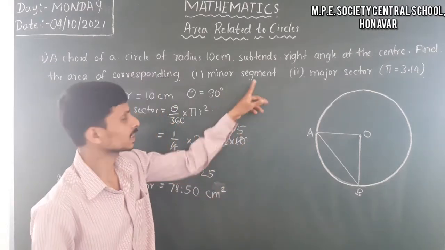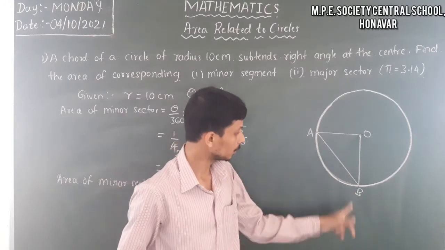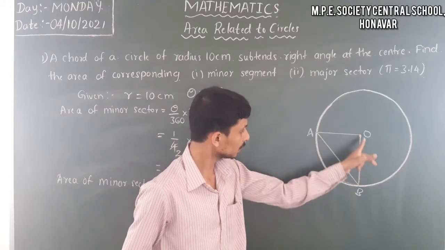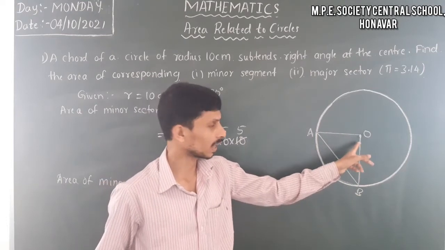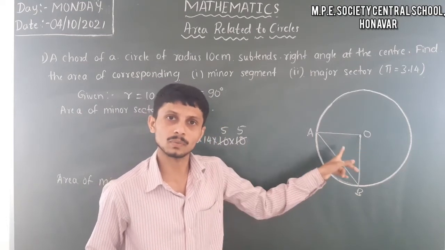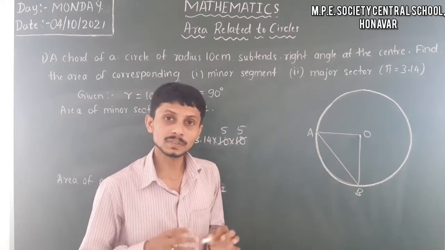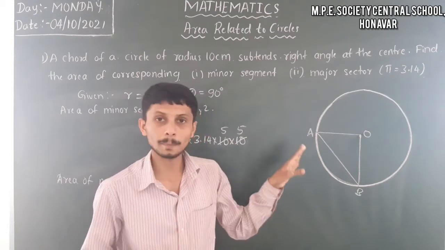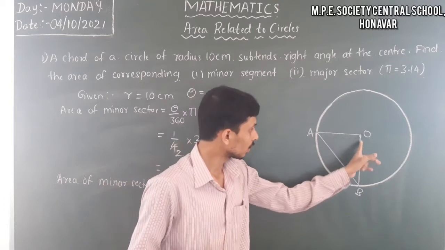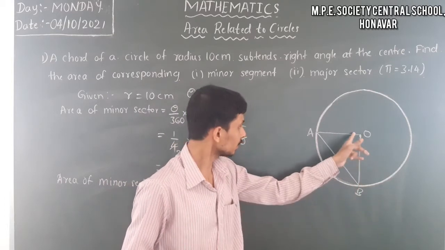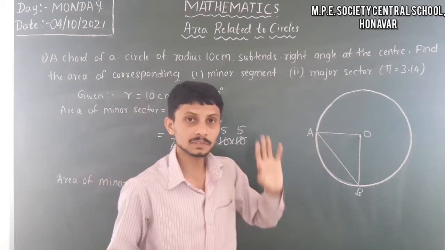For finding the minor segment, what do we need here? The triangle, that is, triangle AOB. Just observe, this triangle AOB is a right angle triangle, since one angle is 90 degree. So here we can use the area of a triangle, half into base into height. One side we can consider as height and another as the base, so we can easily find it.